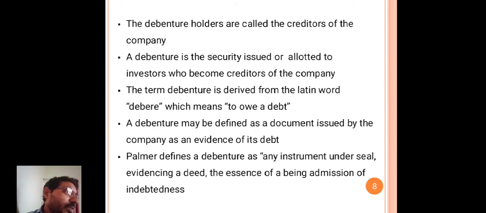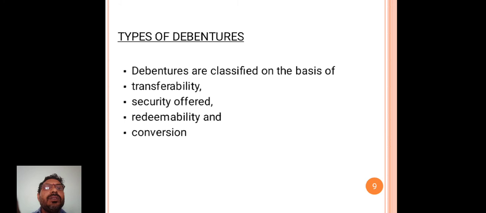Shareholders get a share certificate, while debenture holders get a debenture certificate. It is issued by the company as an evidence of its debt. The debenture holders are called creditors of the company. And there are so many kinds of debentures.